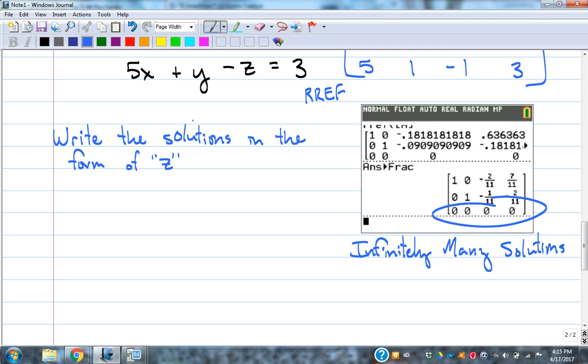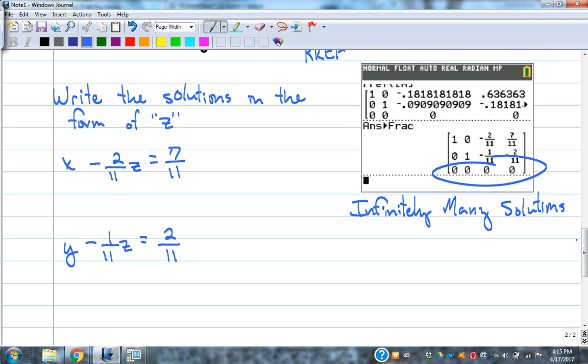We've got two equations. We've got the equation x minus 2 over 11z equals 7 over 11. And then we've got an equation that says y minus 1 over 11z equals 2 over 11. If we're going to write our ordered triple in the form of z, that means z is in every solution. We're going to have an ordered triple with just z's in it. All I have to do is solve for the variable that I don't want. So I don't want x's in there, so I'm just going to solve this for x. That's a pretty easy step.